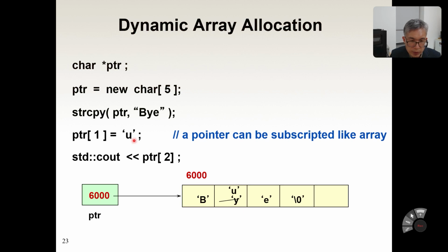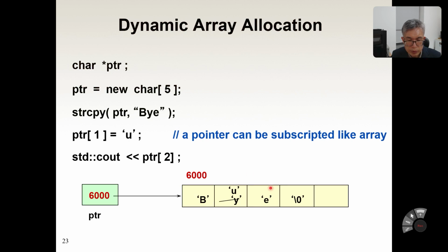So the value is changed with u. Previously it was y, and then u replaces the value of y, and then we can use cout to print out the pointer 2. So this is one case of pointer we can check. Okay, 2 is this one. Maybe 1 is better. So we can check the value.